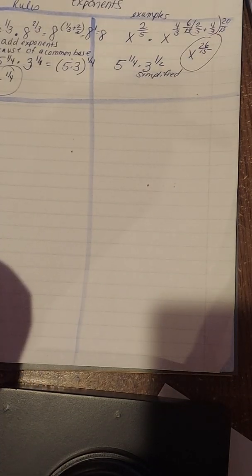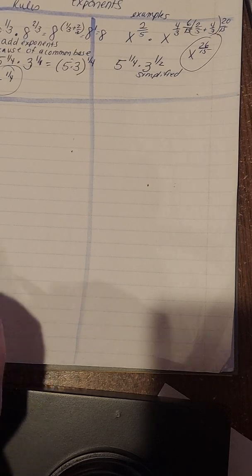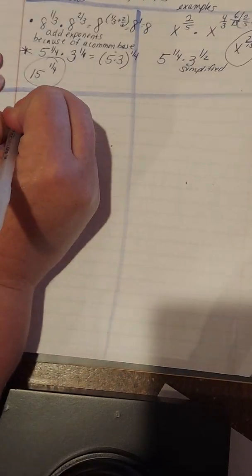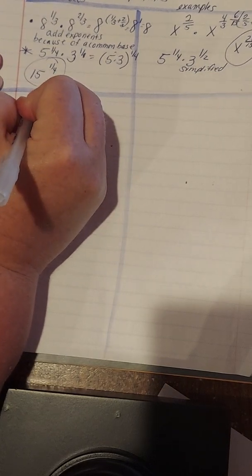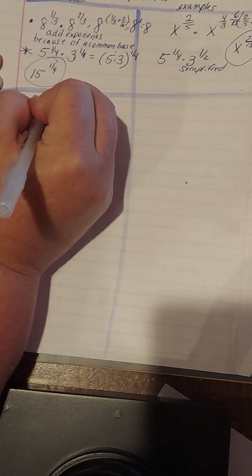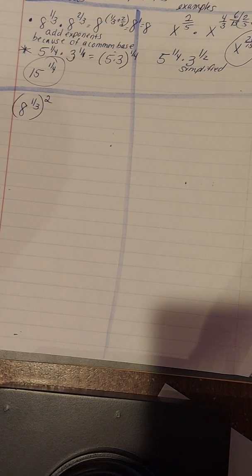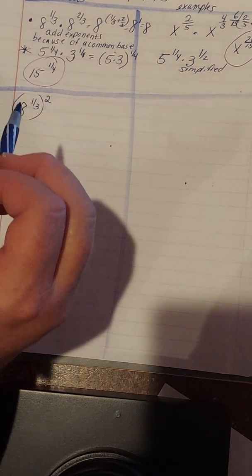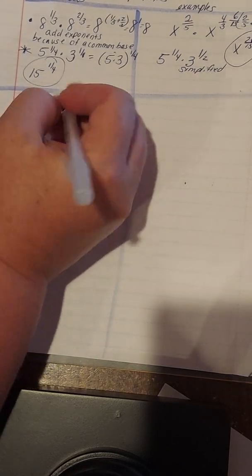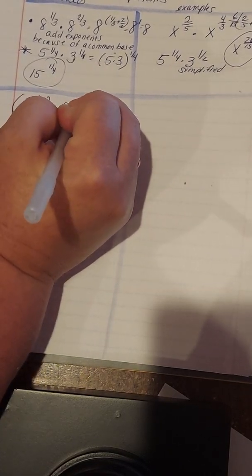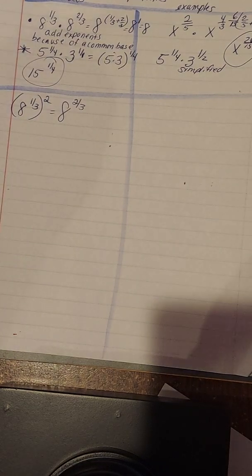Okay, so the next rule that we dealt with exponents was power to a power. Okay, so if we're thinking, let's do our 8 to the 1/3 to the second power. Well, that's easy. You told me earlier in class that all you have to do is 1/3 times 2, so this becomes 8 to the 2/3 power.